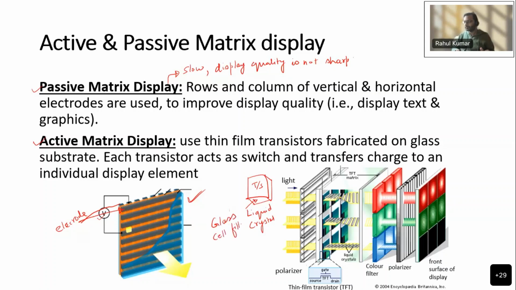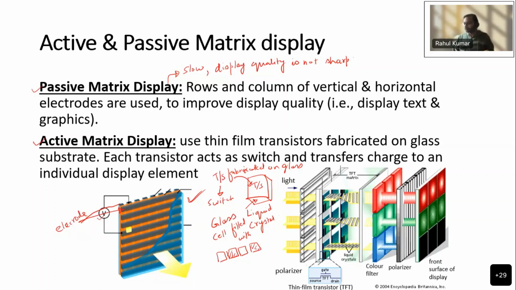So you can say a glass cell filled with liquid crystal, and transistors fabricated on glass, which act like a switch. Okay, so it will switch different cells on and off on the screen to produce a dark and a bright spot on the screen to display your image or whatever data you are trying to display.